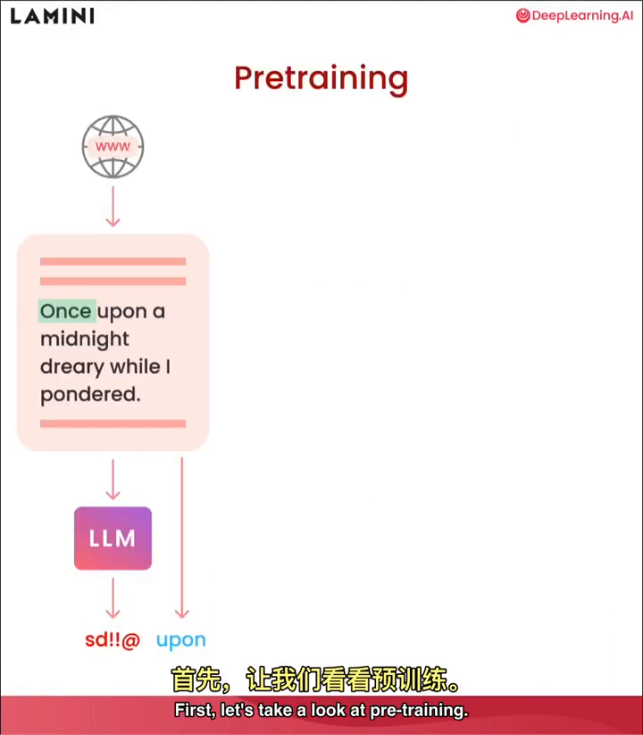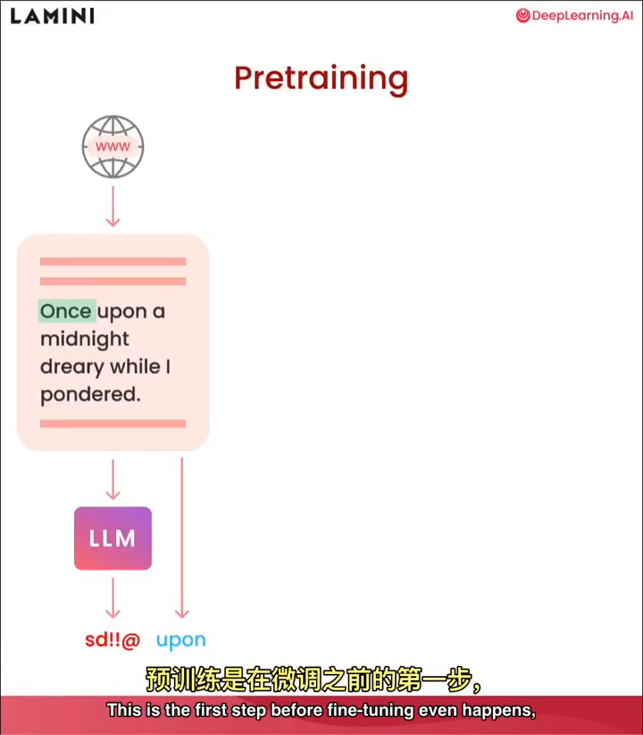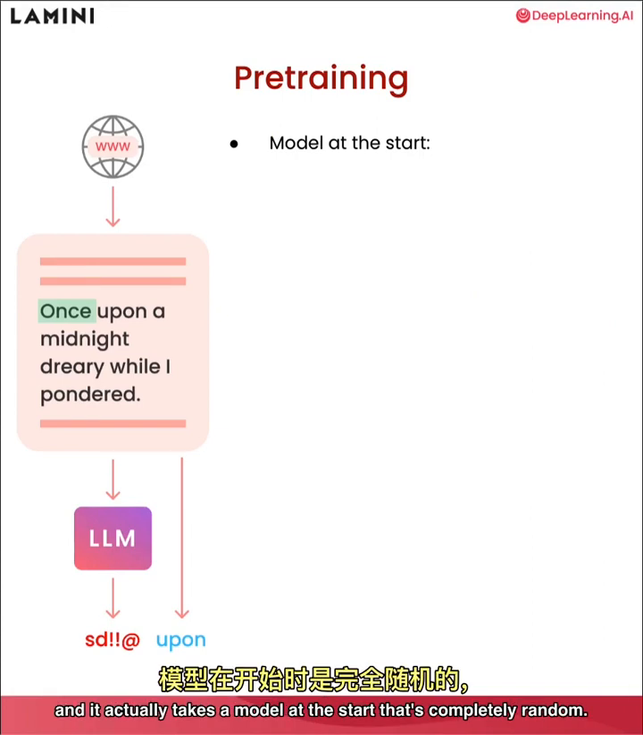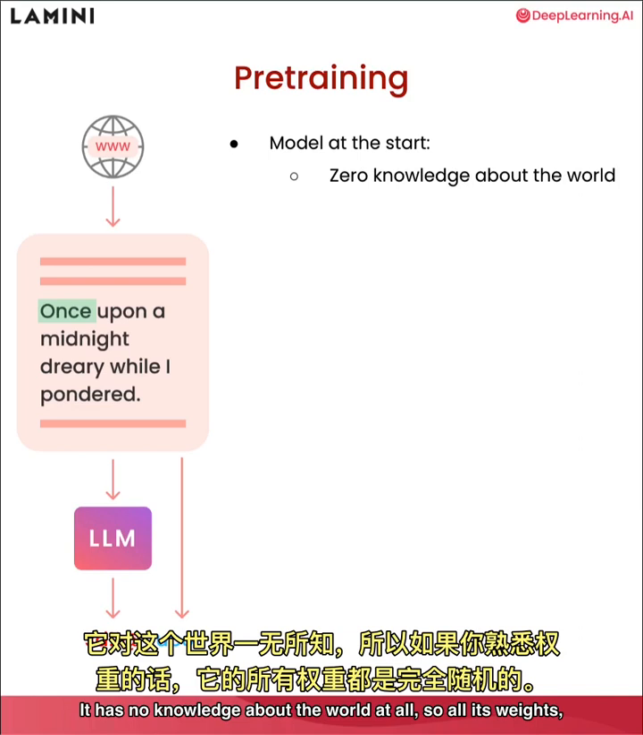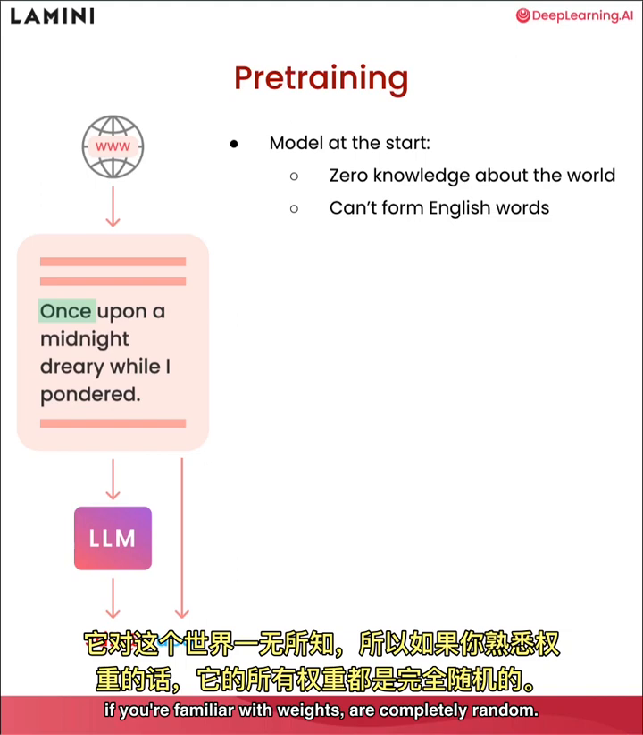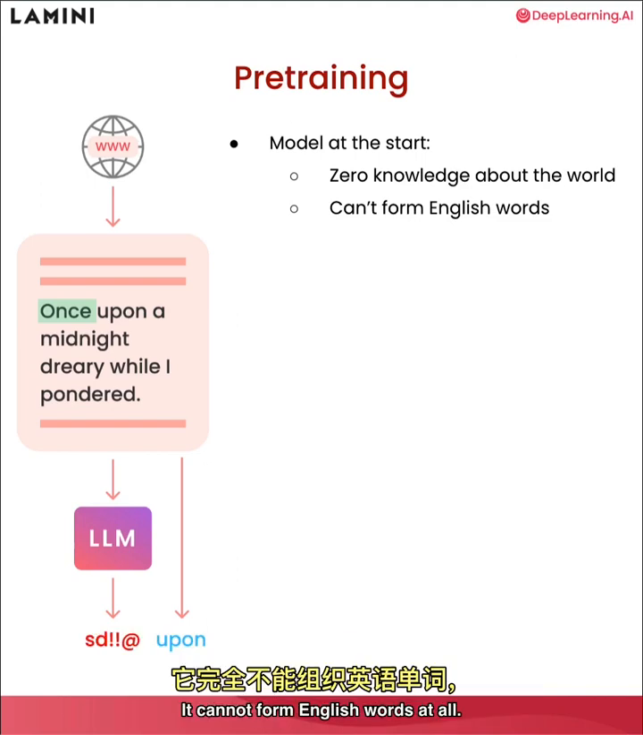First, let's take a look at pre-training. This is the first step before fine-tuning even happens. And it actually takes a model at the start that's completely random. It has no knowledge about the world at all. So all its weights, if you're familiar with weights, are completely random. It cannot form English words at all. It doesn't have language skills yet.